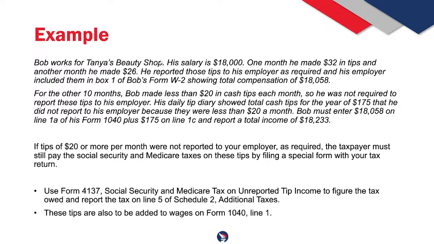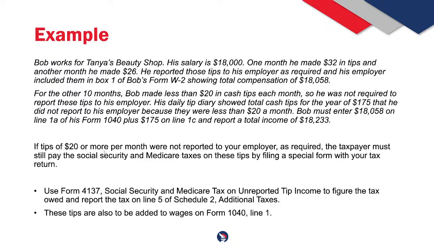So Bob works for Tanya's beauty shop, made 18 grand. One month he made $32 in tips, another month he made $26. He reported those tips to his employer as required, and his employer included them in Box 1, showing total compensation of $18,058. For the other 10 months, Bob made less than $20 in cash tips each month, so he was not required to report these tips to his employer. His daily tip record showed total cash tips for the year of $175 that he did not report to his employer because they were less than $20 a month. Bob must enter the $18,058 on line 1, and then line 1c is going to have the $175.